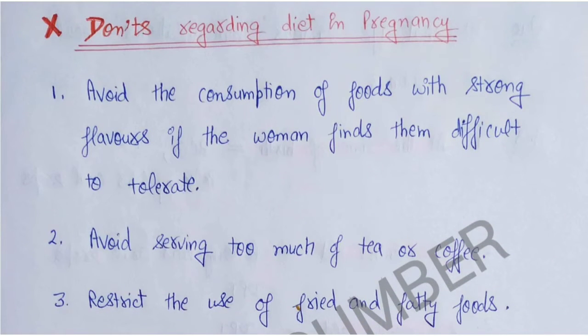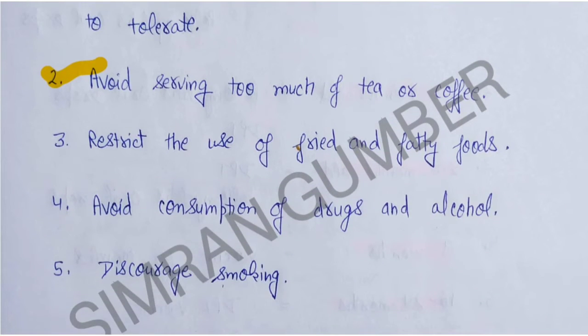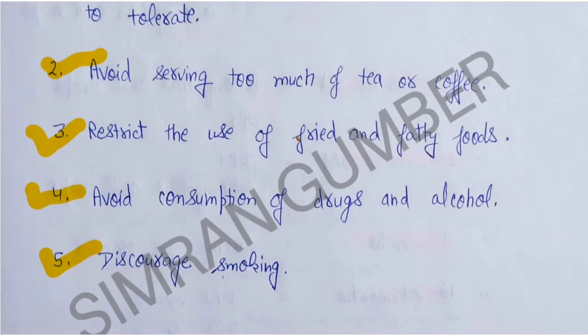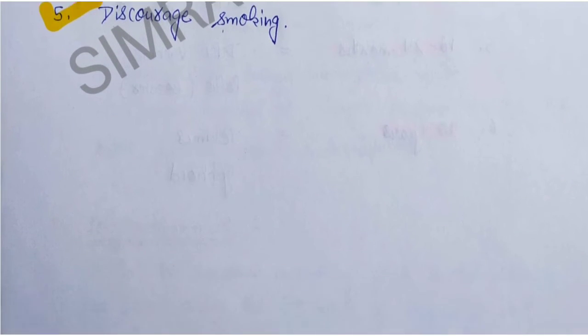Avoid the consumption of foods with strong flavors if the woman finds them difficult to tolerate. Avoid serving too much of tea or coffee. Restrict the use of fried and fatty foods. Avoid consumption of drugs and alcohol as they are very harmful for the health of the baby. Discourage smoking. So here the answer ends.